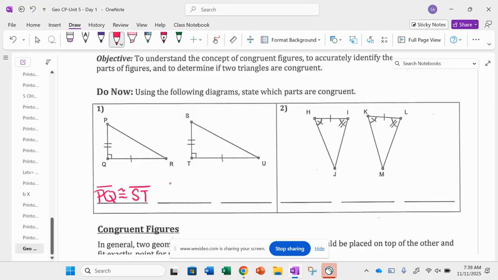Leilani? You got it. Segment QR is congruent to segment TU. All right, one more thing based on the markings. Would you say that the right angle QR? Yep. Angle Q is congruent to angle T because we know right angles are congruent.